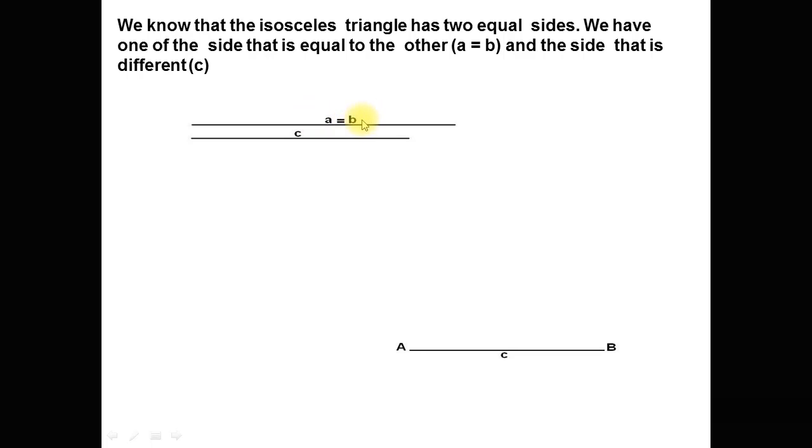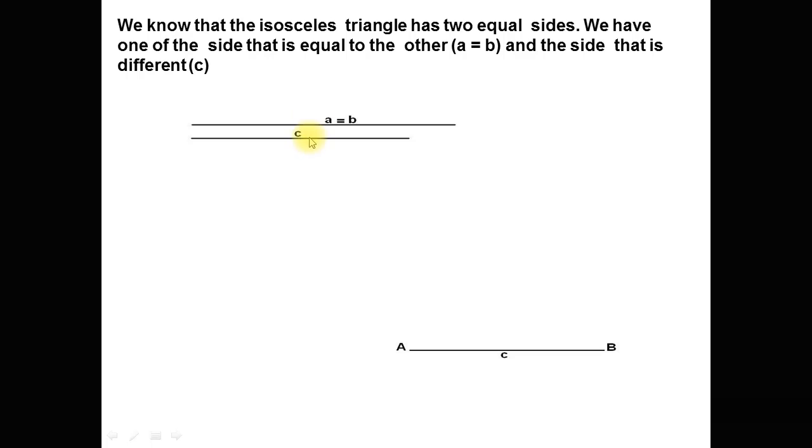Side A and side B have equal length and side C has different length. Now draw this side C as a base. For example, if the length of A is 5 centimeter, then the length of B also will be 5 centimeter, and the length of C will be 4 centimeter or 6 centimeter and so on.